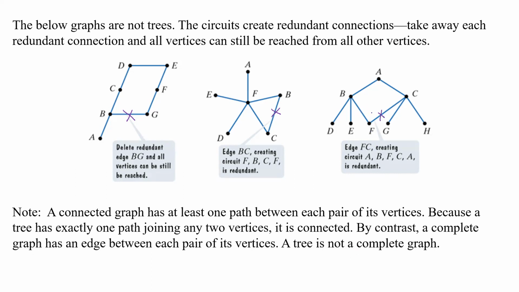Now, a connected graph has at least one path between each pair of its vertices. Because a tree has exactly one path joining any two vertices, it's connected. Now, by contrast, a complete graph has an edge between each pair of its vertices. So a tree is not going to be a complete graph. If we had a complete graph, we'd have some extra edges that we don't have here.